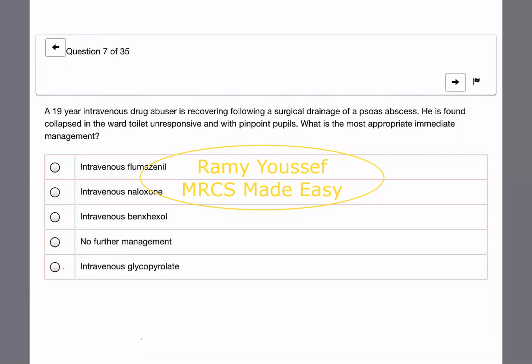The patient has IVDU, an intravenous drug abuser. So he is taking something like morphine, and then the patient has an attack of overdose with pinpoint pupils, and this is pathognomonic for morphine overdose. So the antidote for morphine is naloxone. Intravenous naloxone. Here he is asking about the antidote for morphine. Okay.